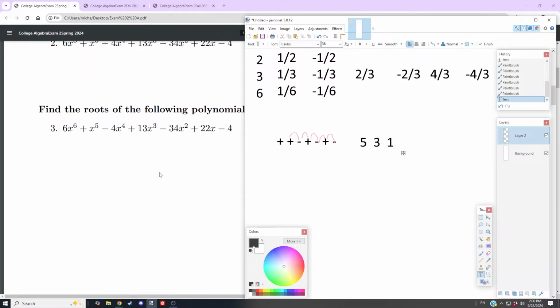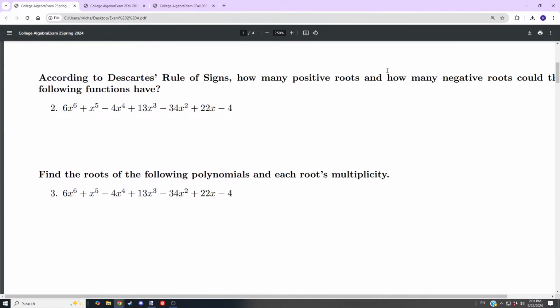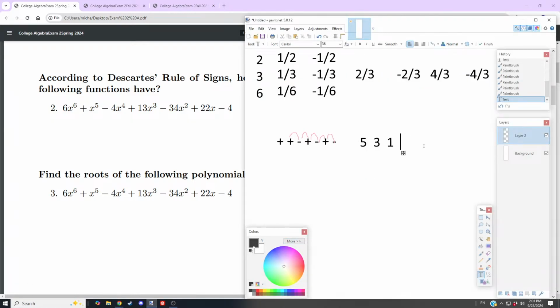So, moving on. Well, we also want to know how many negative roots. Well, Descartes' rule of signs only applies to positive roots. It only works on positive roots. But when we plug negative x into a function, we flip the graph across the y-axis. So whatever our function was, our function, and here's our axis.